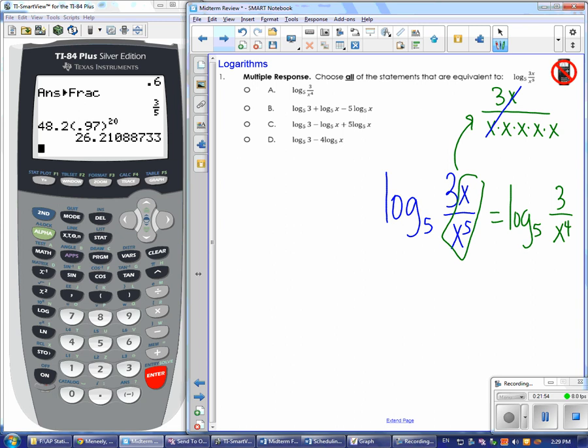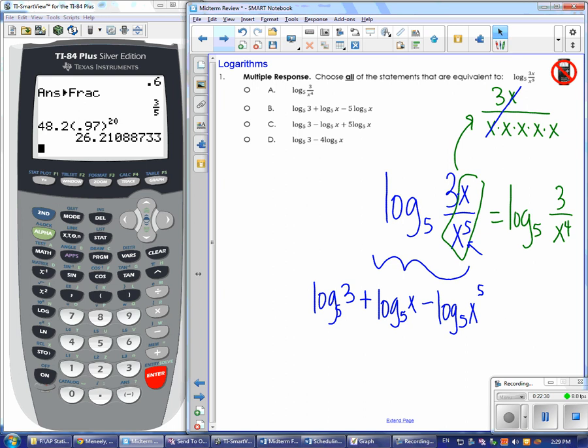Our properties of logs basically say when I multiply, I can separate the logs and add them together. And when I'm dividing, I can subtract. So one way to re-express this first quantity would be to say that this is the same thing as the log of 3. Let me go ahead and include my base 5. Since I'm multiplying by this x, I could add then the log base 5 of x, and then I'm subtracting the x to the 5th, or the denominator. So I'd have minus the log base 5 of x to the 5th.